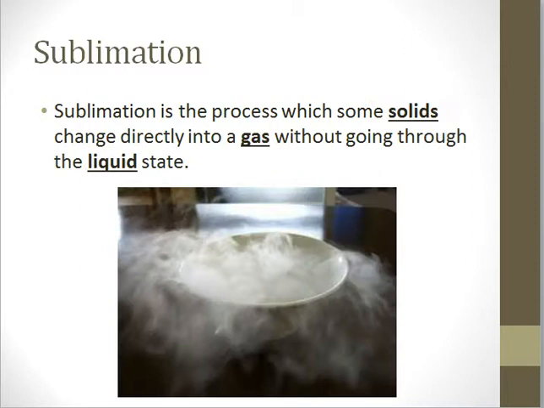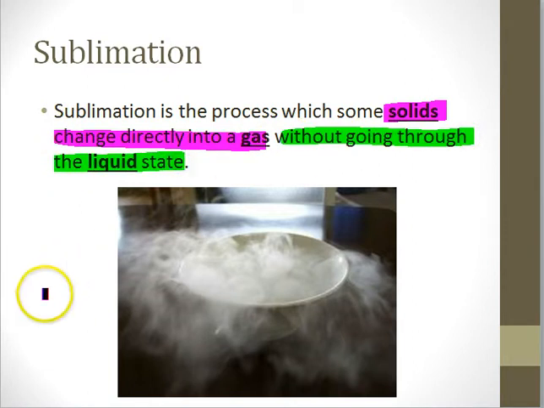And the last one, sublimation. We say it is the process in which solids change directly into a gas. The key thing here is that it does not go through the liquid state. This is an example of dry ice, straight away turning from solid into gas. This is the process of sublimation. So this marks the end of the various changes of state.